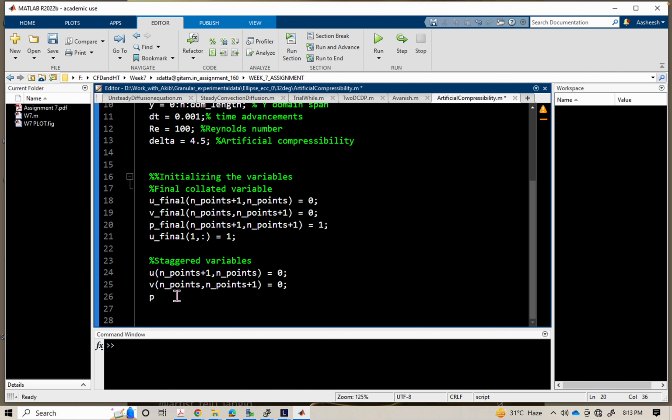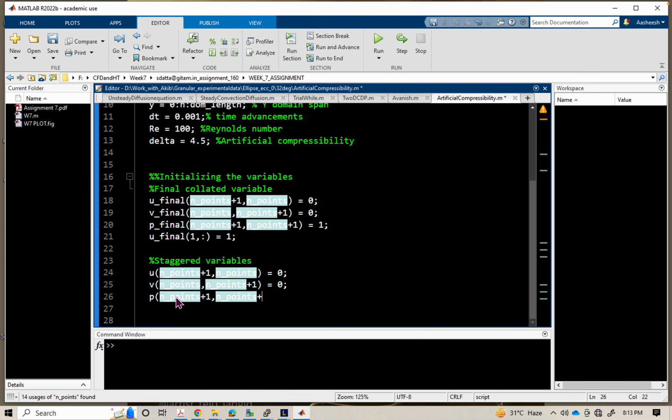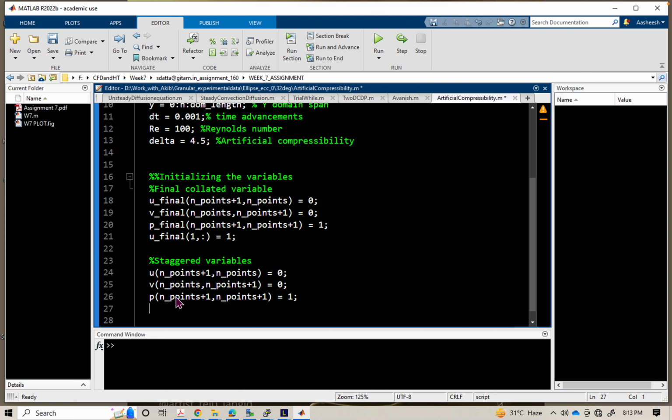But for staggered variable, I am writing in a similar way, but we have to start it with something. So similarly, it's a starting values. Yeah, you can say that.